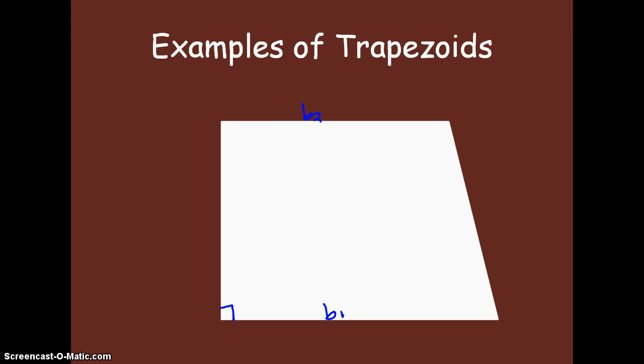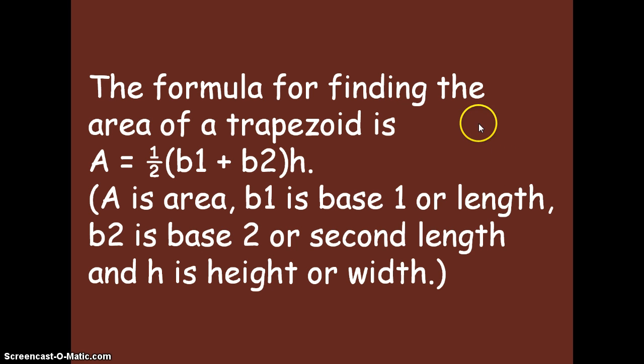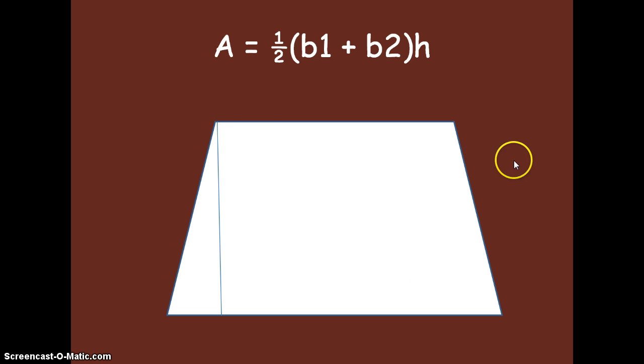Okay, now let me clear my board and we'll go ahead and do a couple examples of how to find the area of a trapezoid. Now, the formula for finding the area of a trapezoid is area equals 1/2 times base 1 plus base 2 times height. Now, with this isosceles trapezoid, we're going to have to include a height measurement in order to solve for the area. I'm going to say base 2 here. I'm going to go ahead and say that its measurement is 20 meters.